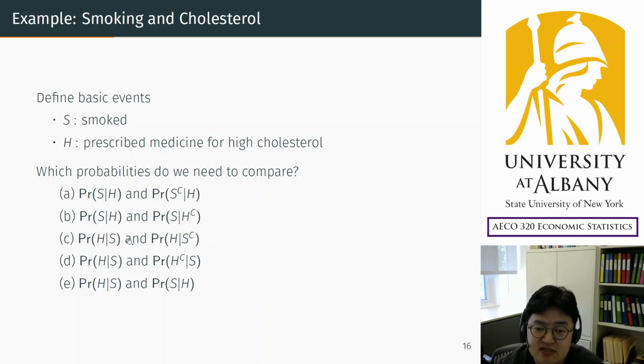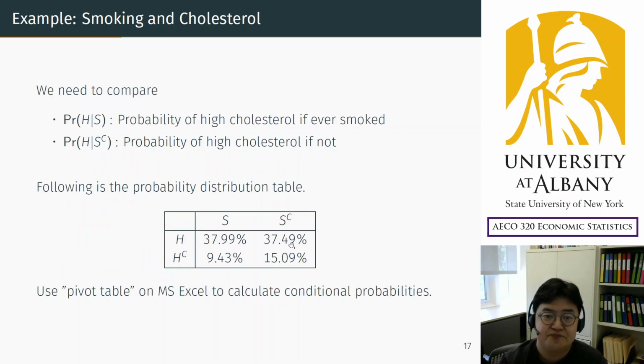So the answer is C. So the first conditional probability is the probability of high cholesterol given that the person smokes. We compare this with the conditional probability of high cholesterol for those who never smoked.